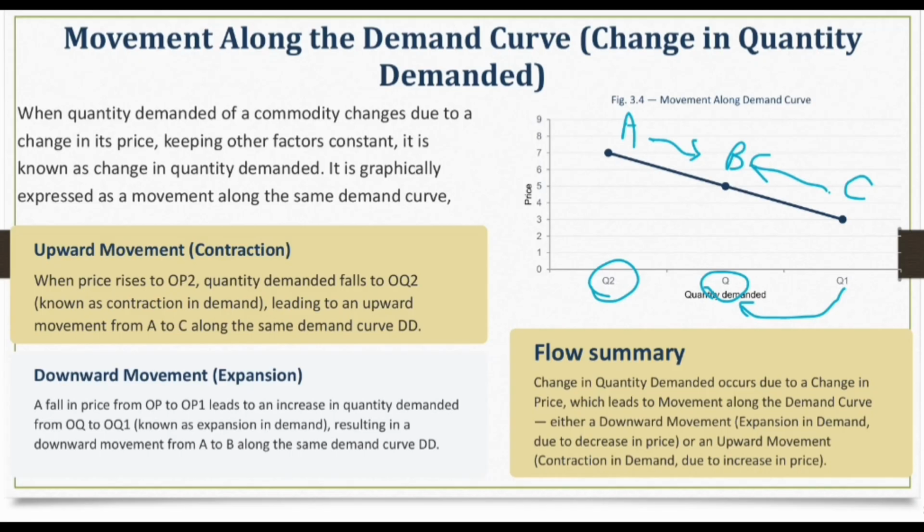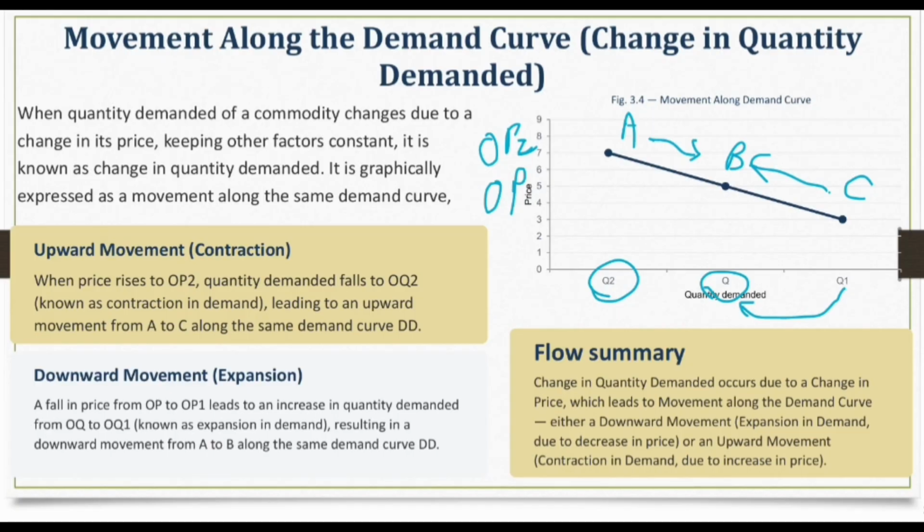So, if I talk about an upward movement, which is known as contraction, when prices rise to OP2, quantity demanded falls to OQ2. Suppose this 5 is OP and this price 7 is OP2, right? So if my price is rising from 5 to 7, the quantity demanded is falling from Q to Q2. So this is an upward movement and this is known as contraction. So it leads to an upward movement along the same demand curve DD.